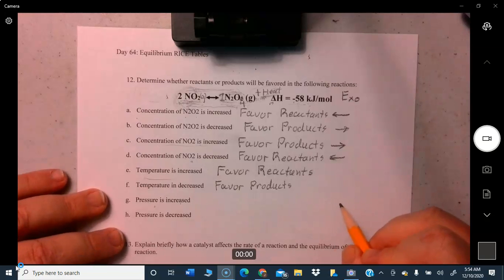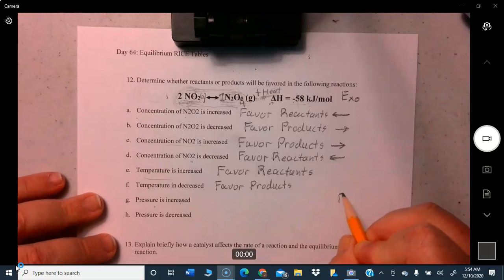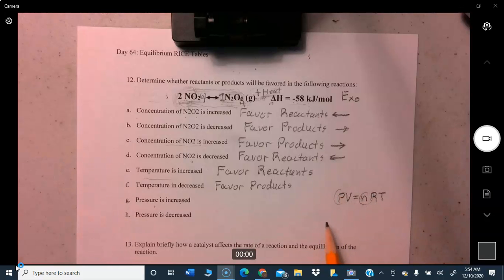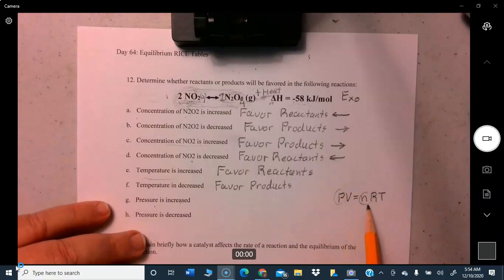So if we remember from the equation, PV equals nRT. This is number of moles, and this is pressure. So they're directly related. If you double the number of moles on the right side of the equal sign, you're going to double the pressure on the left side of the equal sign. If you cut the number of moles in half on the right side, you're going to cut the pressure in half in order to keep these two sides equal.